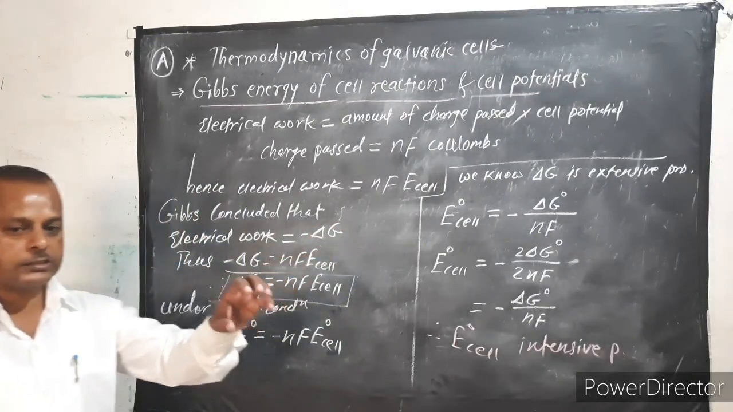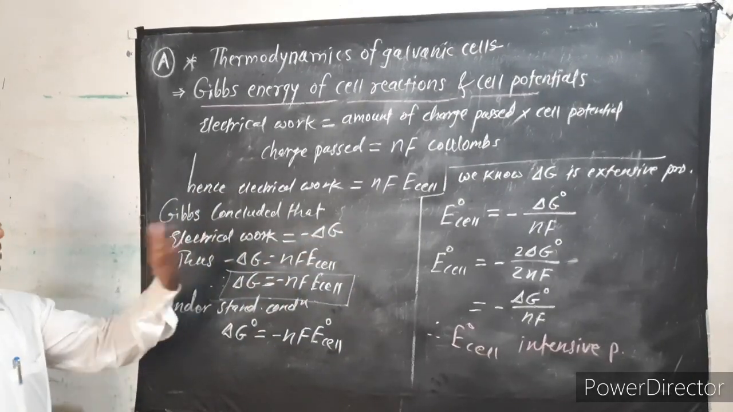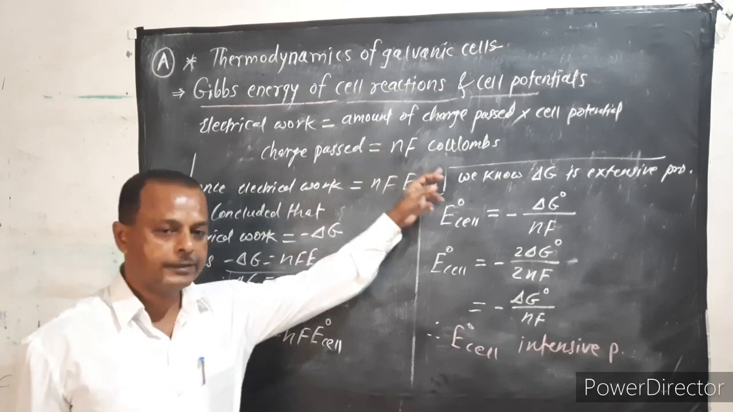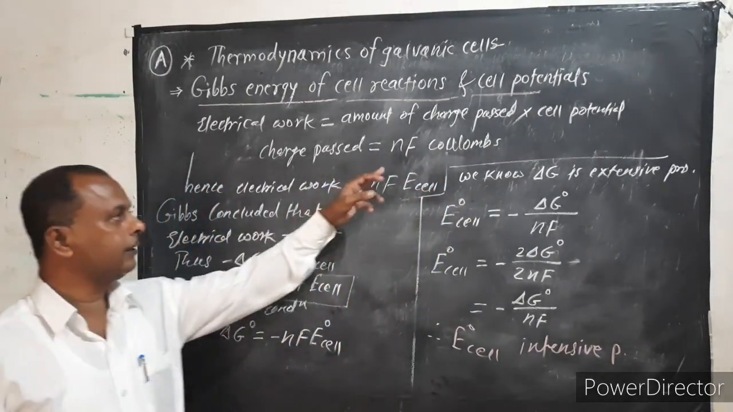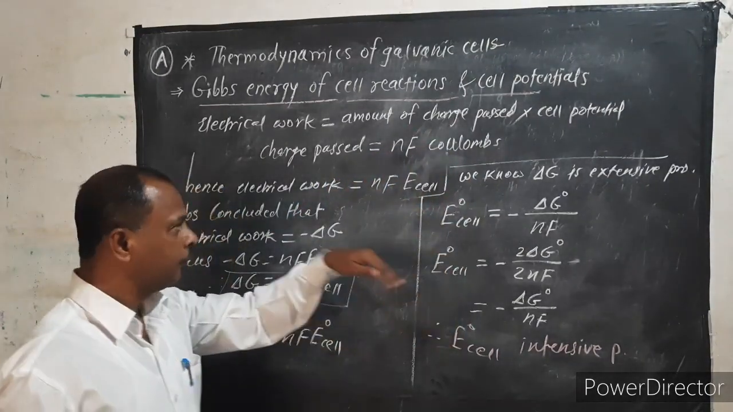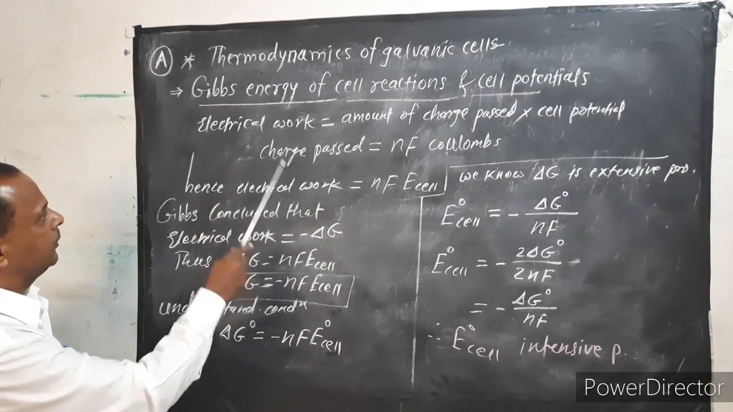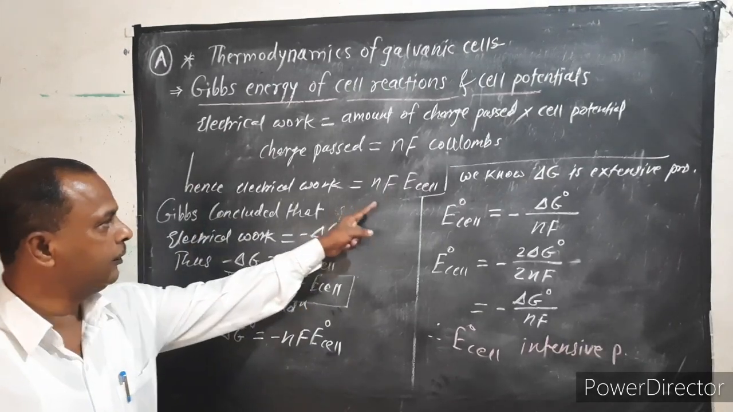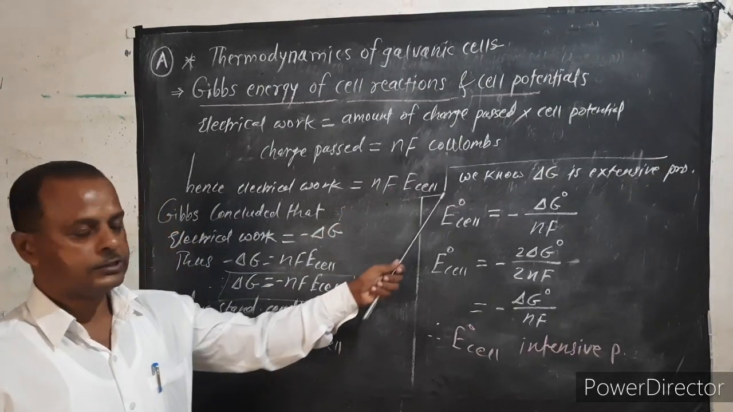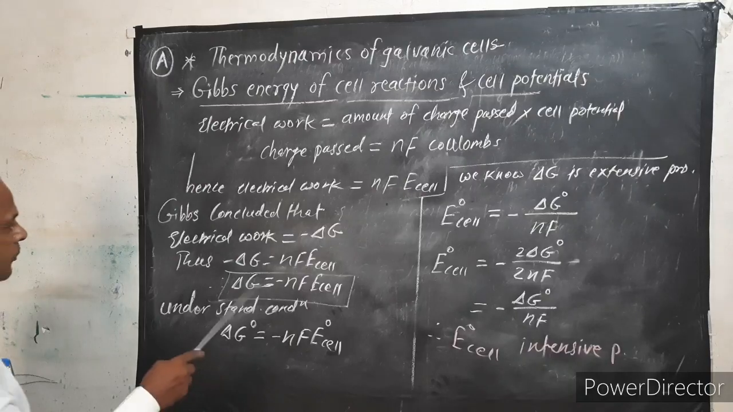Because in galvanic cells, the number of moles of electrons is required, so that is n, and F is the charge in Faraday, so that is in Coulomb. So Faraday is the charge required. Therefore, the electrical work equation becomes n into F into E cell, the cell potential.